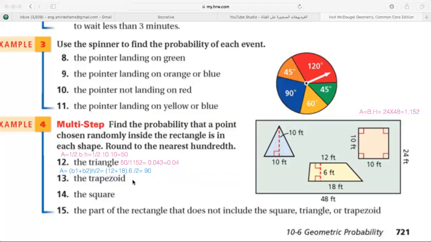So when I want to get the probability that the point will be inside the trapezoid, I'm going to write 90, which is the area of the trapezoid, over the total area of the rectangle, which is 1152. It will be 0.078. If I want to round it to the nearest hundredth, it will be 0.08.